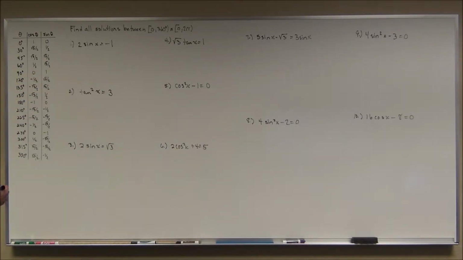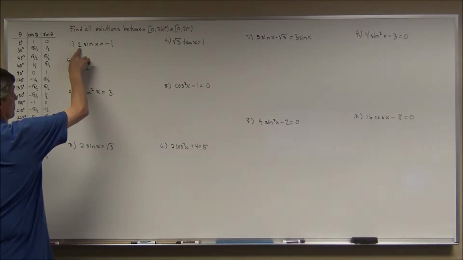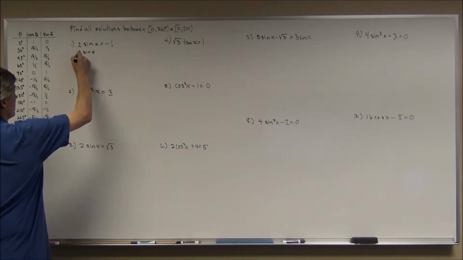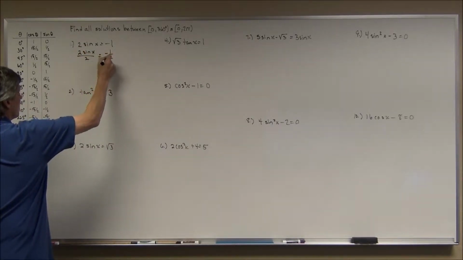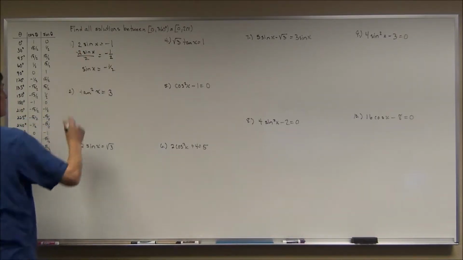The first problem, it's very close to having the trig function isolated by itself. I just have to get rid of the 2. So I'm going to divide both sides by 2, and I get the sine of x is equal to negative 1/2.